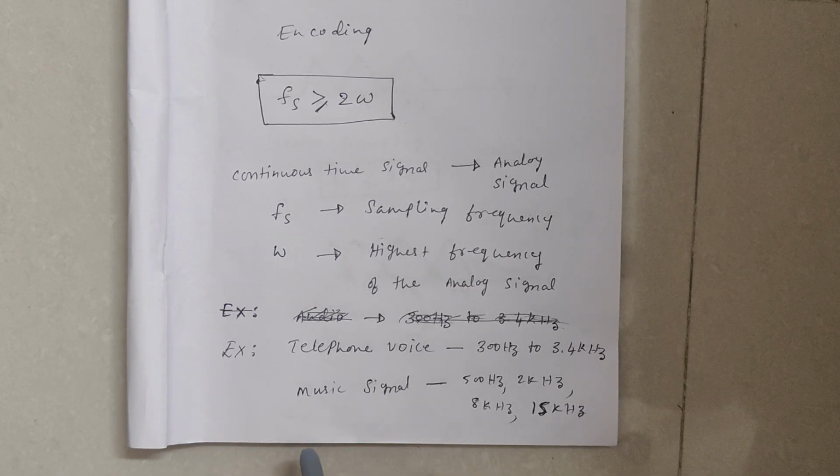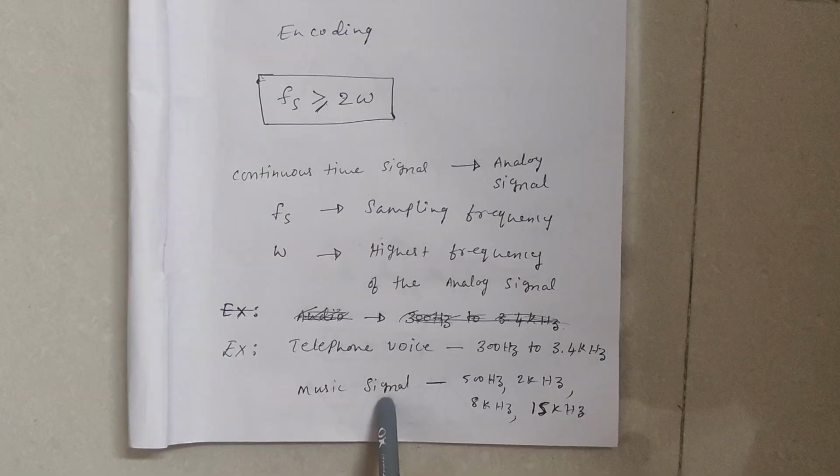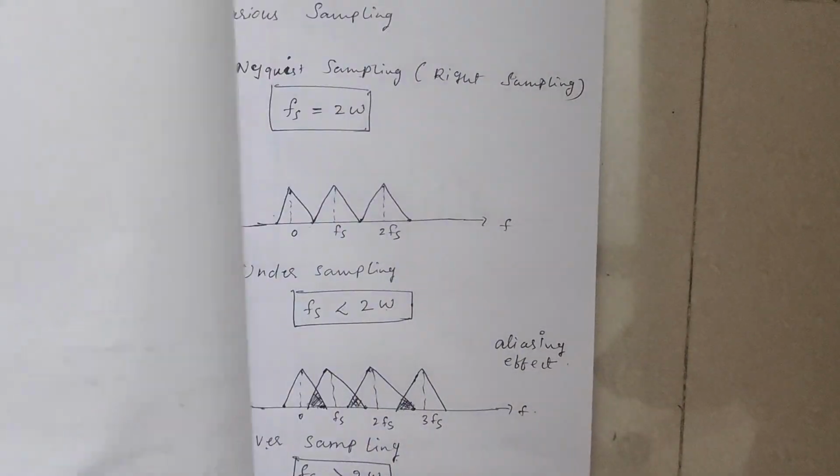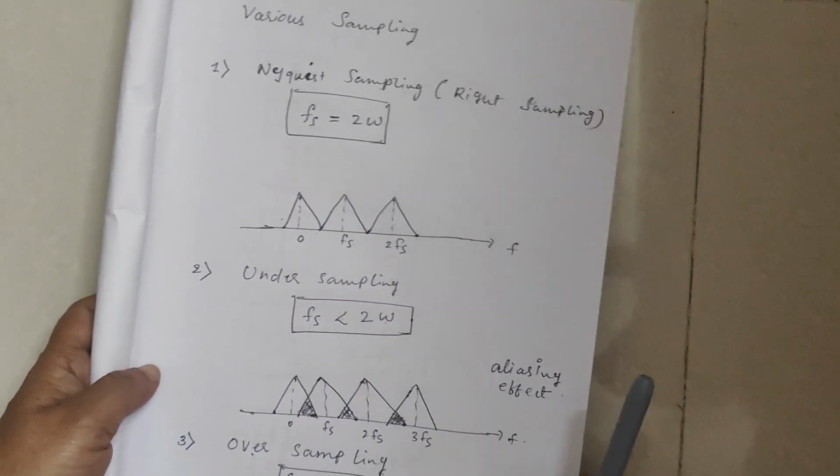One more analog signal example we will take, a music signal. It is an analog signal, a continuous time signal. For example, one music signal has frequency components of 500 Hz, 2 kHz, 8 kHz and 15 kHz. In this the highest frequency component is 15 kHz. Hope this sampling theorem is clear to you.